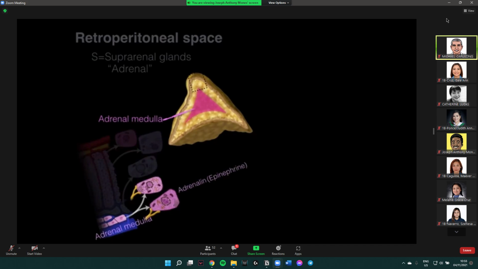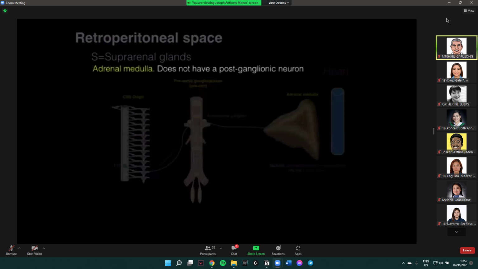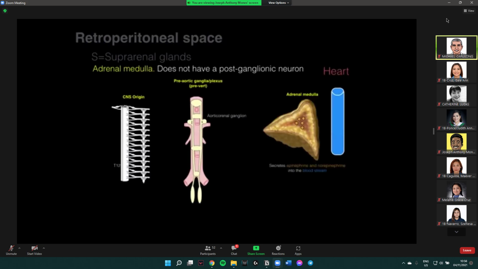Epi means upon, nephros, kidney. Or noradrenaline, which is also norepinephrine. And these are secreted into the bloodstream. The adrenal medulla does not have a separate postganglionic neuron because the adrenal medulla is itself a postganglionic neuron. So there we've got the T12 level of the spinal cord, and a preganglionic sympathetic neuron courses out the ventral root, ventral ramus, into the lesser splanchnic nerve, and it courses through the aorticorenal ganglion without synapse, and goes right to the adrenal medulla.